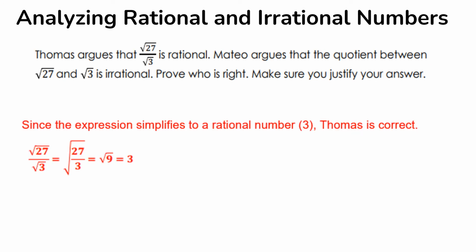Alright, so hopefully you got this problem correct. Thomas is correct because the expression simplifies to a rational number, that is 3. When you divide 27 by 3, you get 9, and the square root of 9 is 3. So that is a rational number. Thomas is correct.